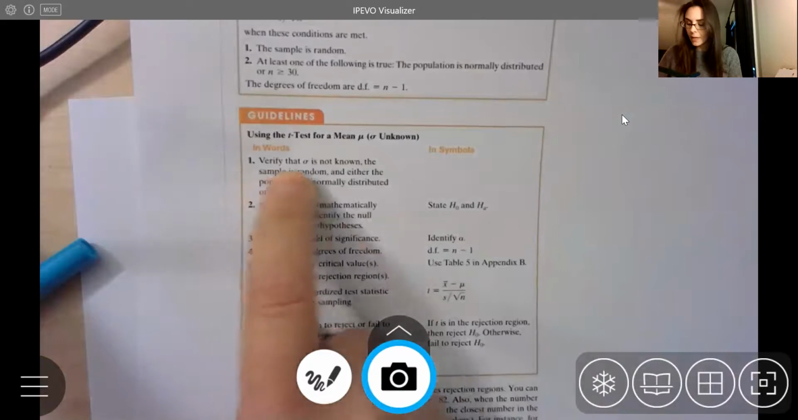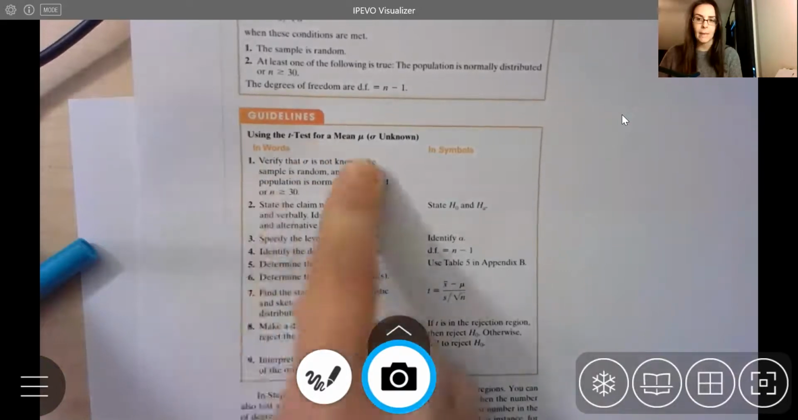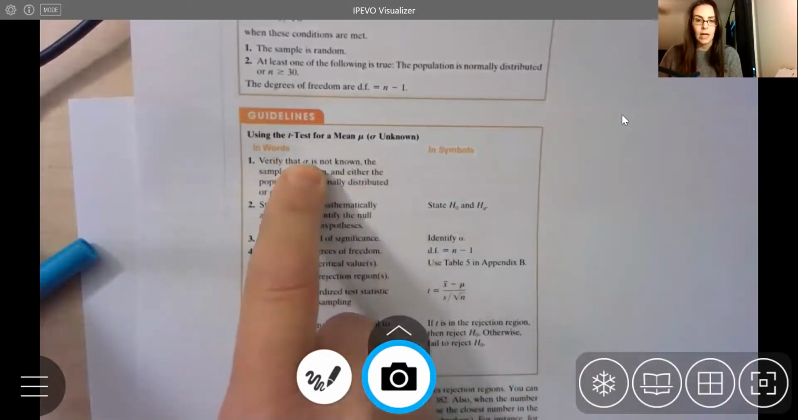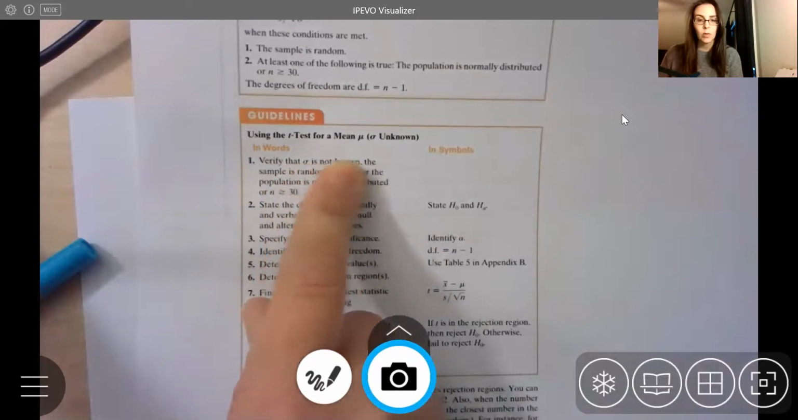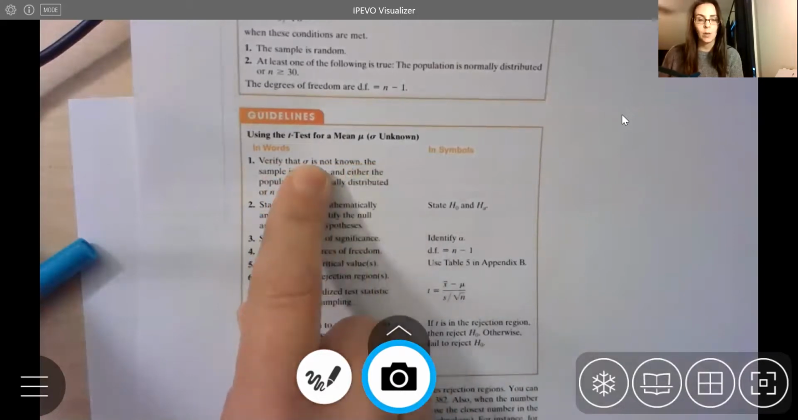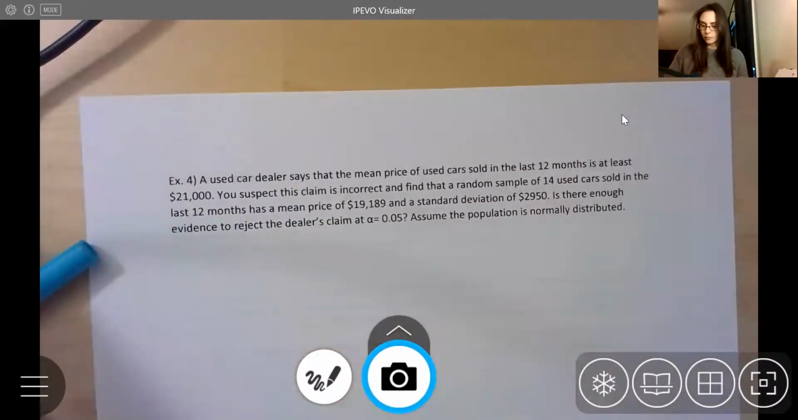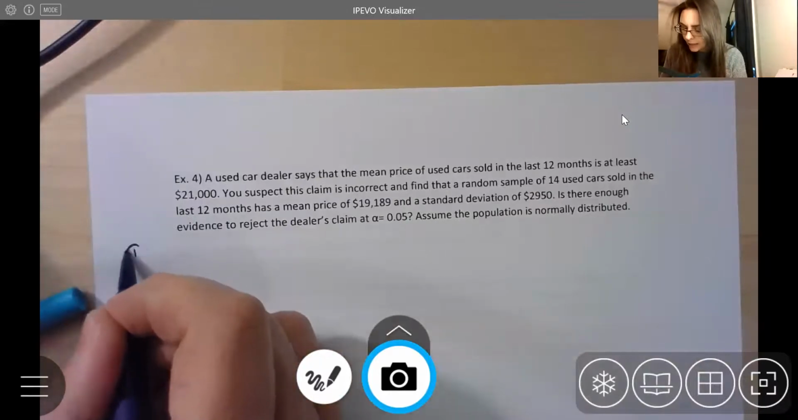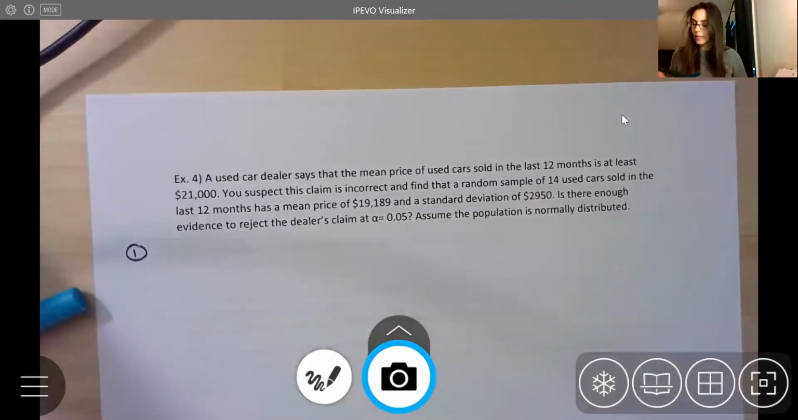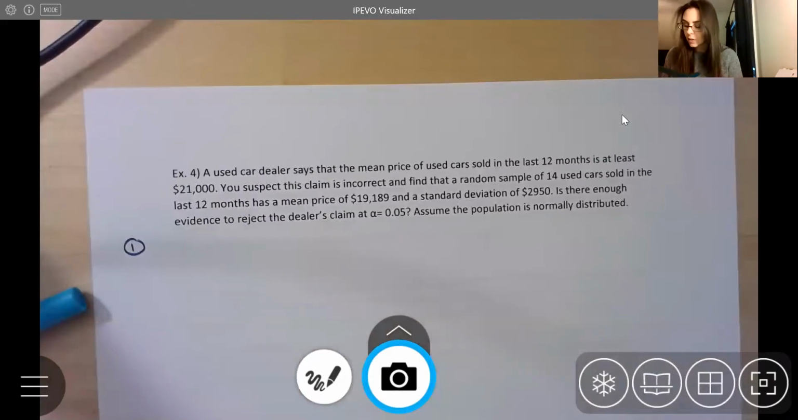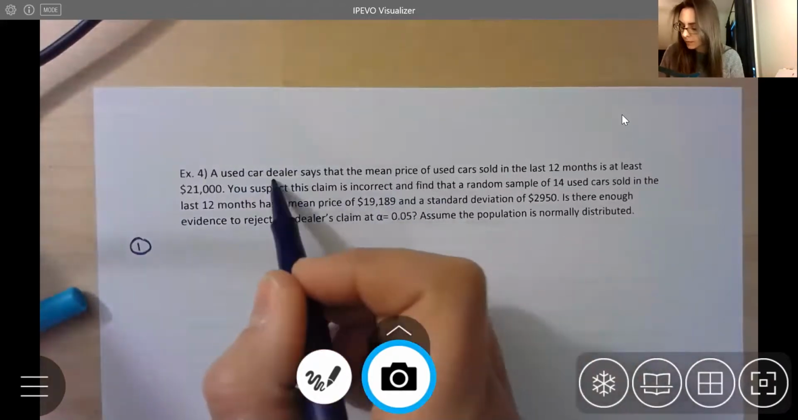So our first step is to basically do that requirement and that background check, right? To see sigma should not be known here, so we're going to have to use a t-distribution, but we do need to check the sample size or that the population is normal. So I'm going to read through the problem. I see a used car dealer says that the mean price of used cars sold in the last 12 months is at least $21,000.